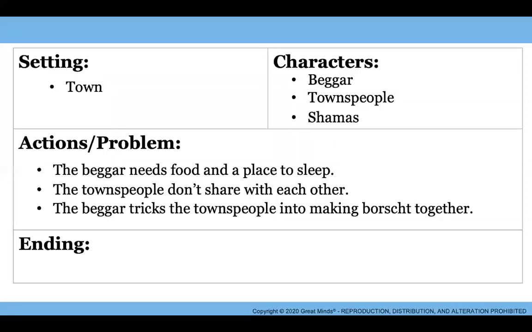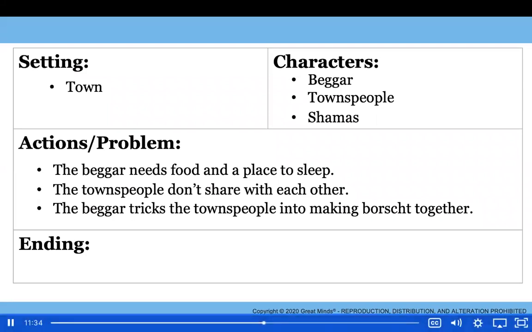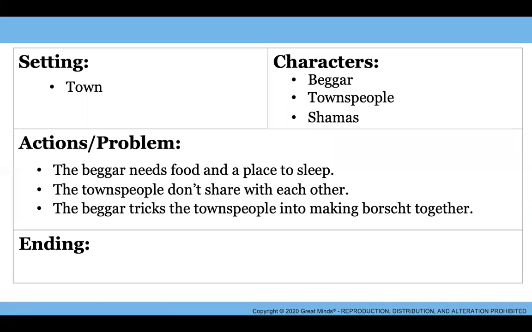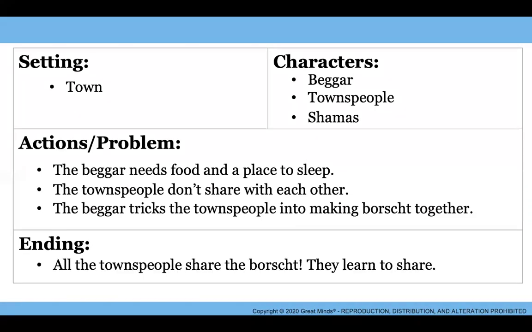How did the story end? Pause the video and talk with your learning partner. Did you think about how the townspeople all shared the borscht and had a good time? And then after the beggar left, the townspeople kept sharing with each other? Even though the beggar tricked the townspeople into making him soup, he also taught them how to share with each other as a community. Look, we finished filling in our chart. Great work.